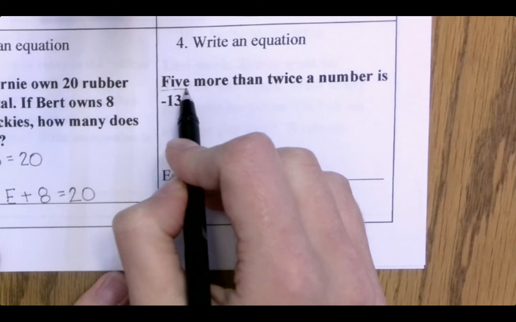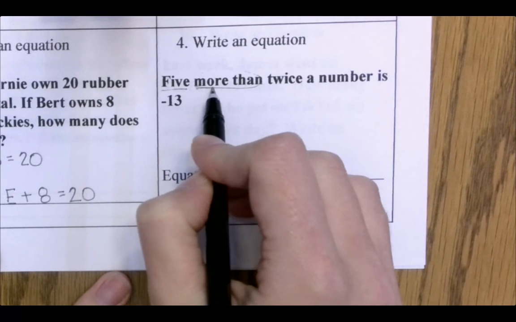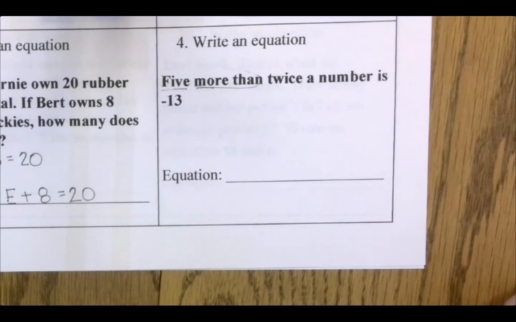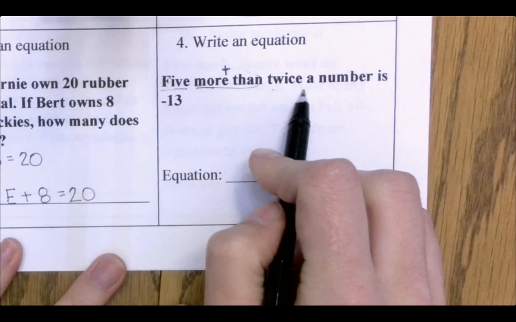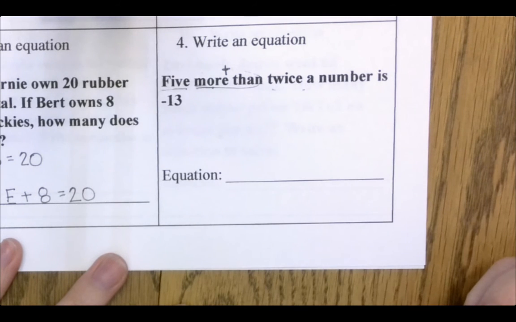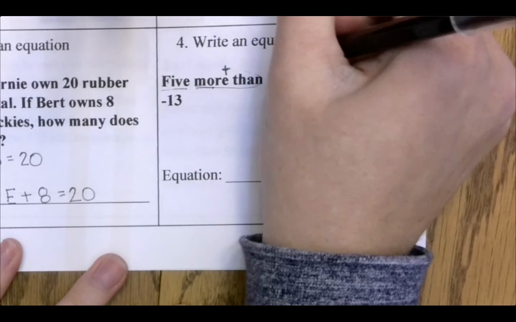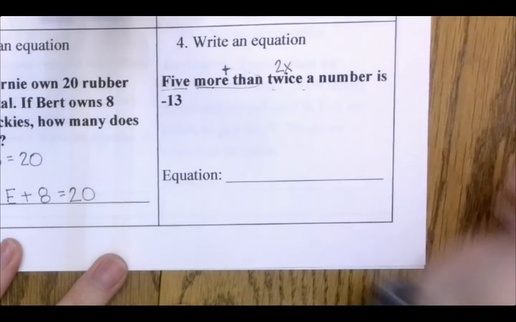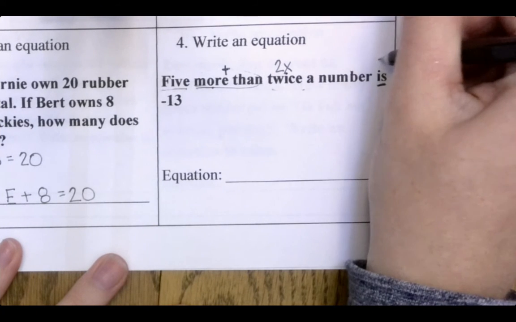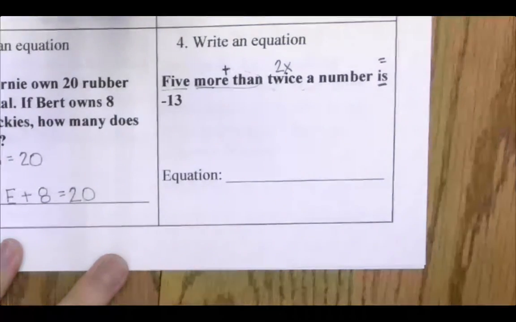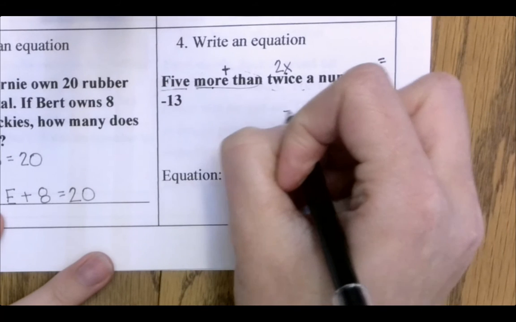So it says 5 more than, what does more than mean? What operation is that? Plus. Twice. What does twice mean? 2 times. A number is, what does is mean? Equals negative 13. So let's do the easy part.